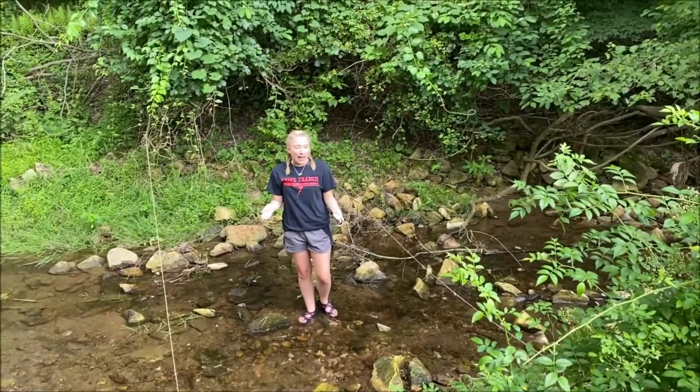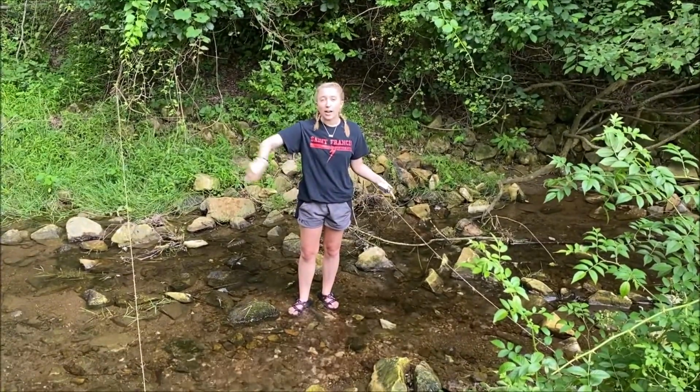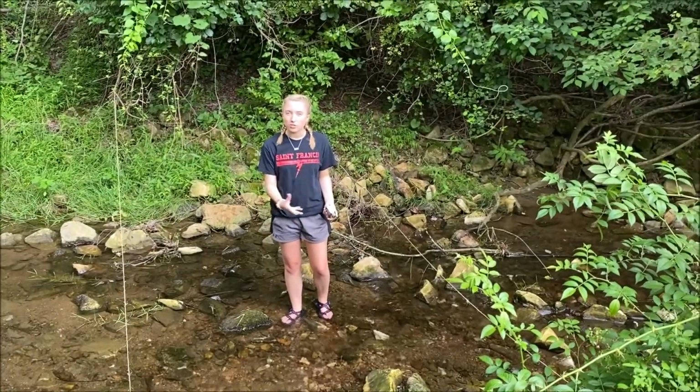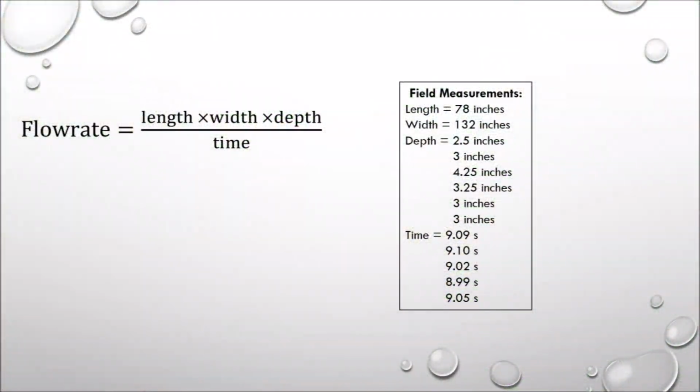So now that we have our depth measurements, we have our two measurements for our area, and we have all of those time measurements for our object to float through. I'm going to show you how you can calculate flow. On the right side of the screen, you can see a list of our field measurements. The equation we are going to use to calculate stream flow is flow rate equals length times width times depth divided by time. Length times width times depth is the same thing as volume.